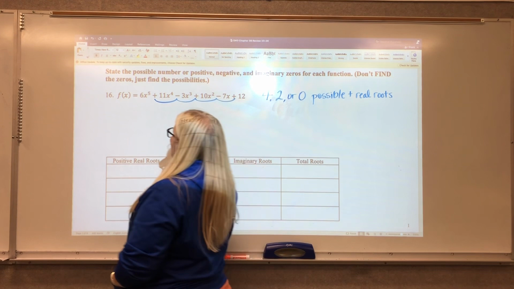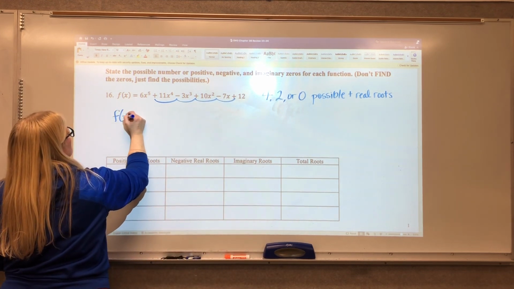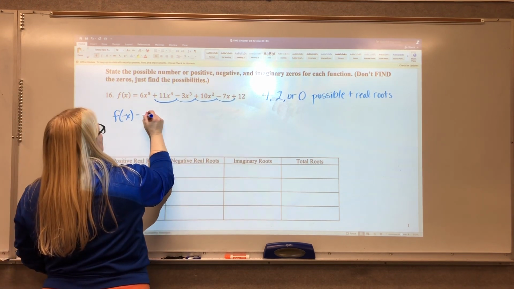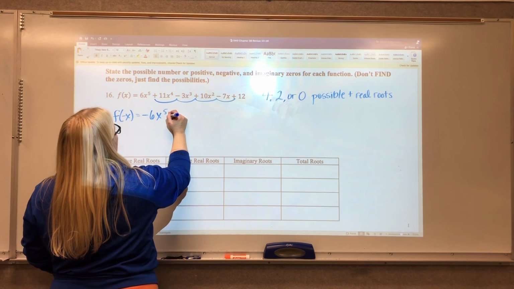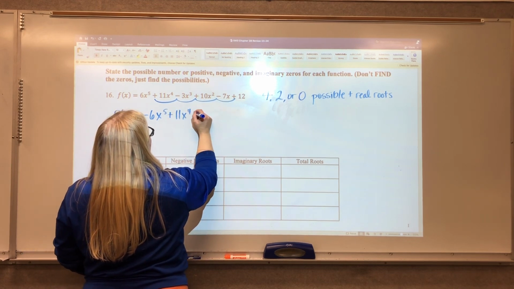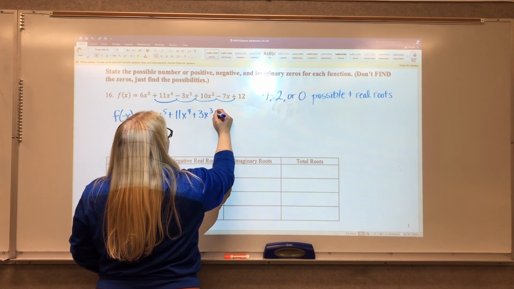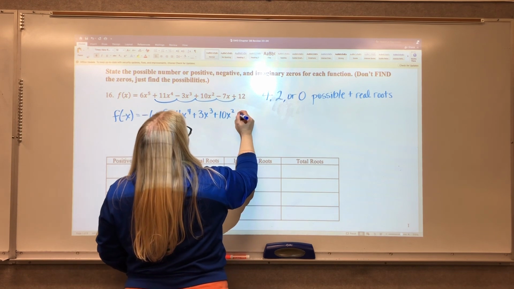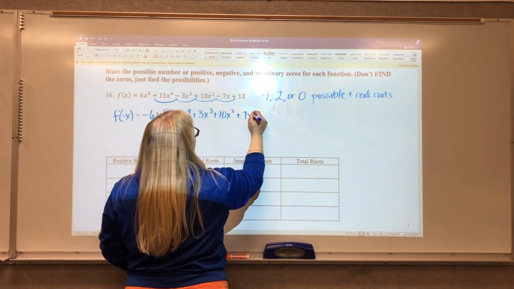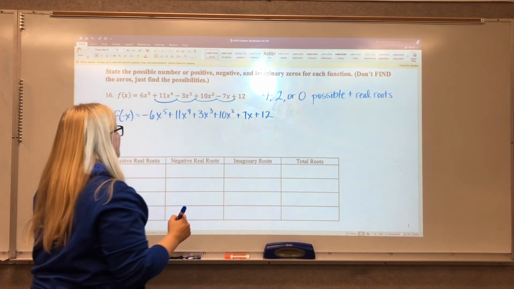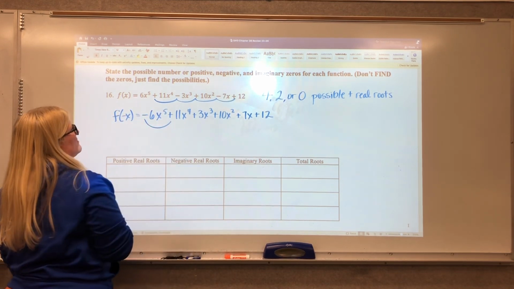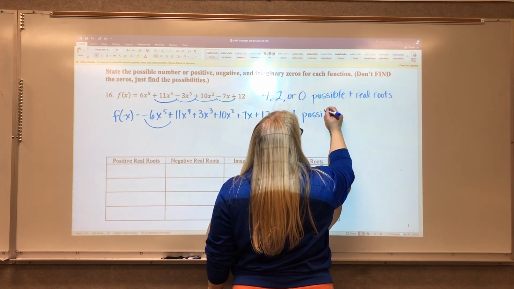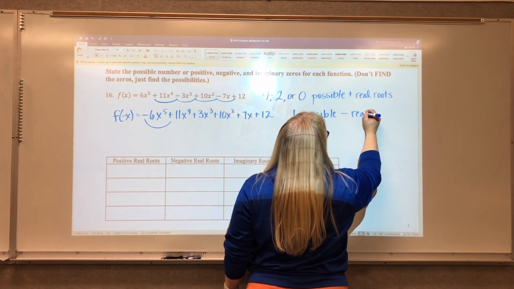Okay, so now we need to find f of negative x. Remember the signs change for the odd exponents only. So negative 6x to the 5th plus 11x to the 4th plus 3x to the 3rd plus 10x squared plus 7x plus 12. Interesting. There's only one sign change. So 1 possible negative real root.